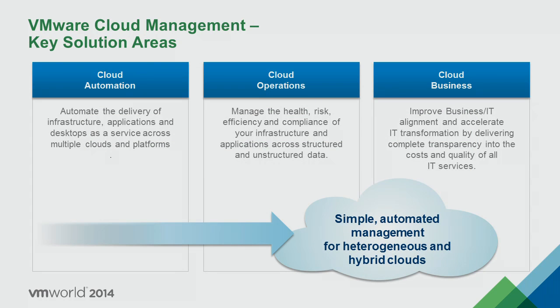From a vCAC standpoint, we're focused on three main areas. The first one is infrastructure automation. It's about automating the delivery of your infrastructure, as well as applications and desktops, providing the ability for you to provide self-service capabilities to the people that you support.